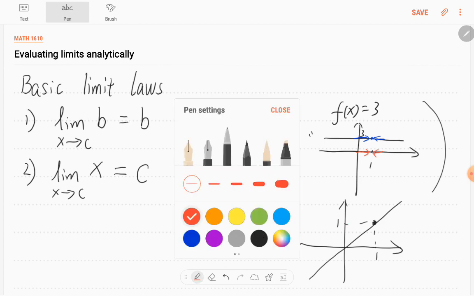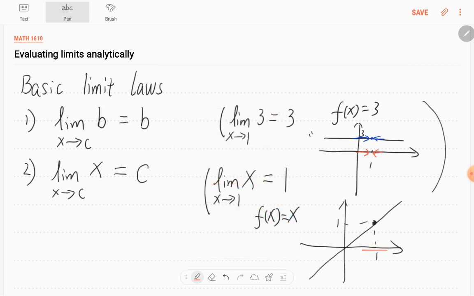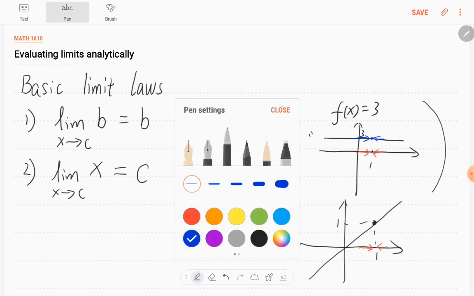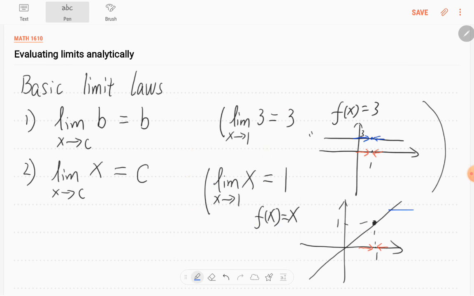So when x approaches 1, that means approaching 1 from the left side of 1 and from the right side of 1. Then the f values will follow the curve, go this way and go this way. So both blue arrows will point to the black point, which has the value 1. So it's equal to 1.